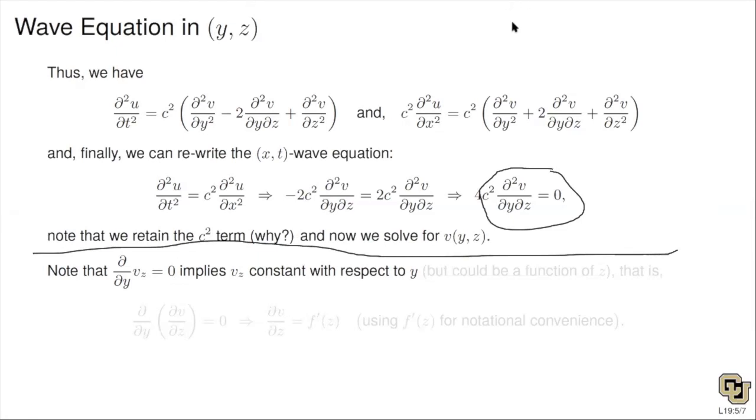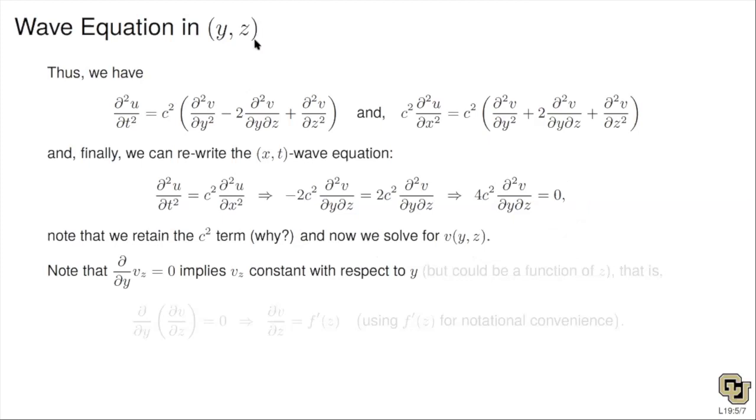We start with this PDE right here. We can ignore the c squared for now. Just to make this a little bit easier to read, because we're going to break this down, I'm going to write the partial v partial z part as v sub z. So that's what I've got right here.